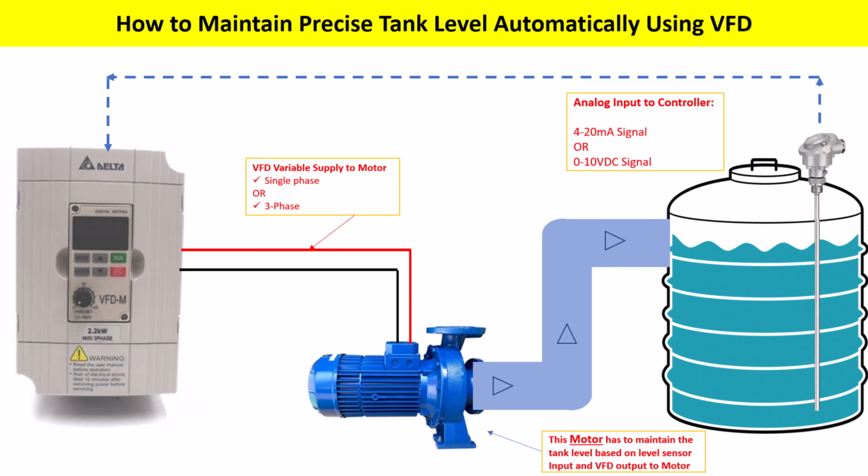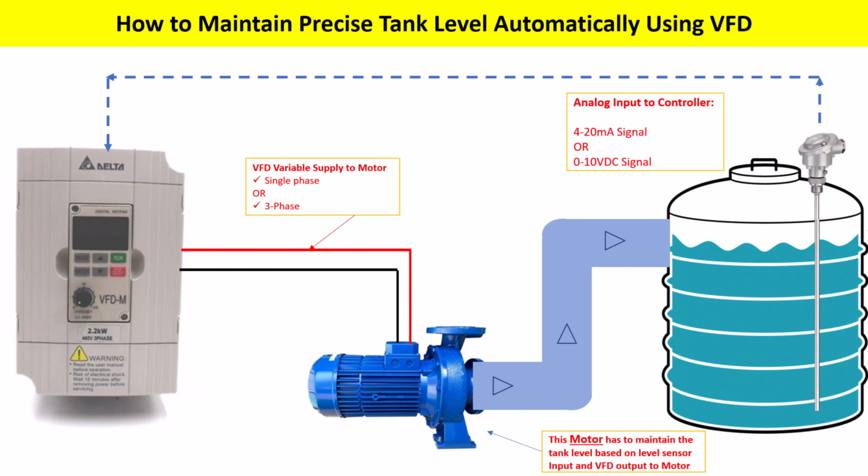This eliminates manual monitoring and ensures precise tank level control 24/7. Let's talk about flexibility. You can easily set the desired tank level by changing the set point value inside the VFD parameters. You can also fine-tune the response by adjusting the proportional, integral, and derivative values in the VFD's PID settings. This allows you to control how fast or slow the system reacts to changes in the tank level.